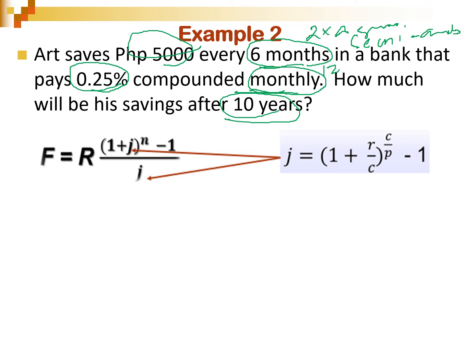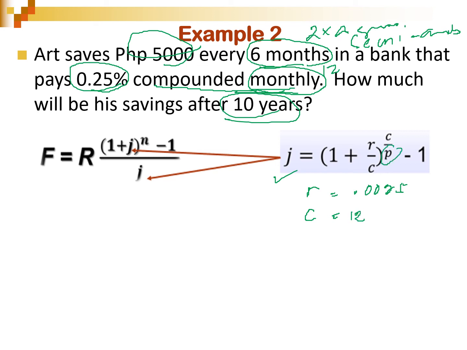Let's start solving this by simply looking for the value of J. Before we look for the value of J, let us identify the following. So R refers to the rate, which is 0.25%. Then change it to decimal. We'll have 0.0025. Next is C, which is the compounding interval. So it says here compounded monthly. That's why C should be 12.